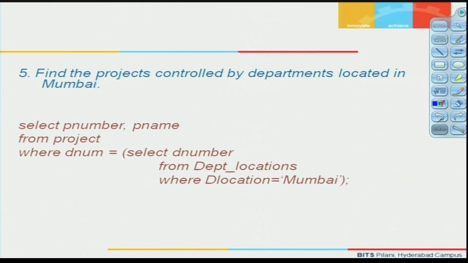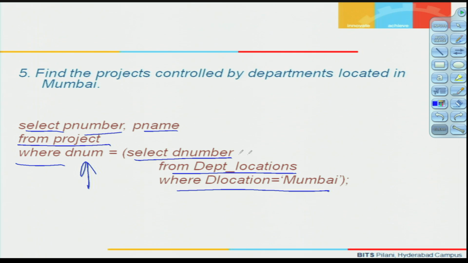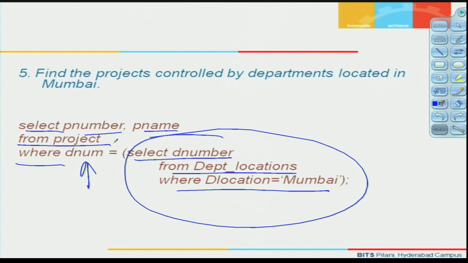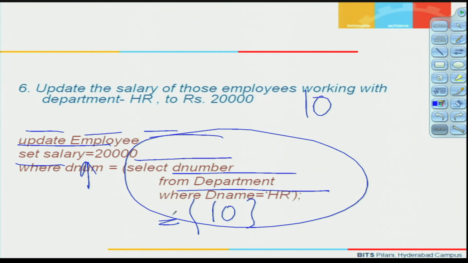Find the projects controlled by departments located in Mumbai. Select P number, P name from project table, where dnum in project is equal to select D number from department locations, where D location is equal to Mumbai. If you look at this inner query, it is not a correlated nested query, so you execute it only once. If department 10 is located in Mumbai, then the result is always going to be 10. For every project, you check whether dnum is equal to this or not. If it is so, then you show that P number and P name in the result.